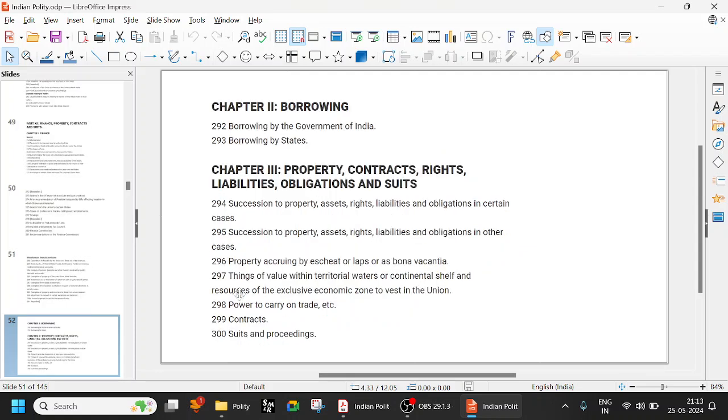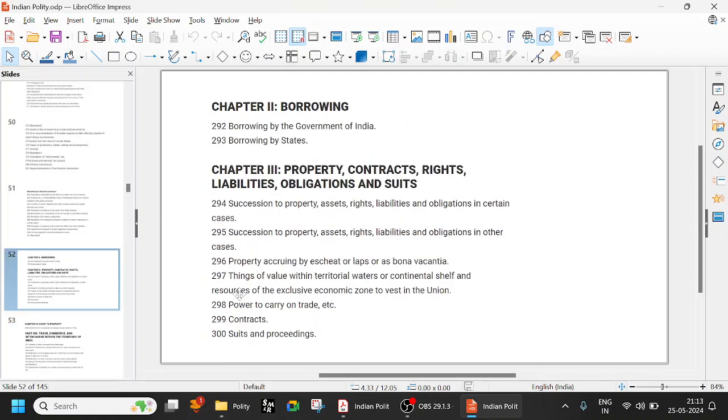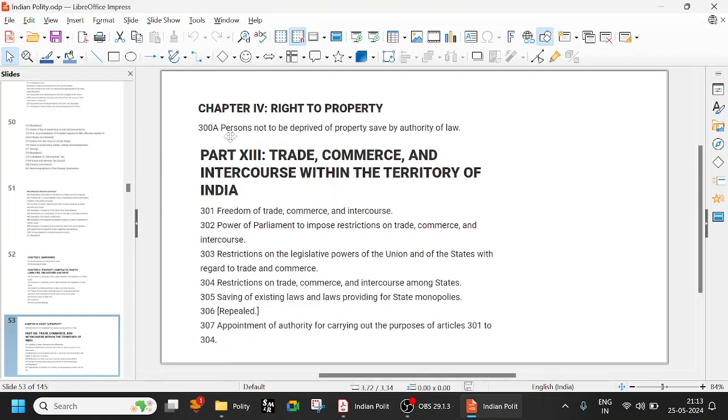And the 300A. So right to property has been removed from fundamental rights and added in 300A. So 300A is persons not to be deprived of property save by authority of law. So only with the authority of law you can take a person's property. Okay, previously it was in fundamental rights, right?